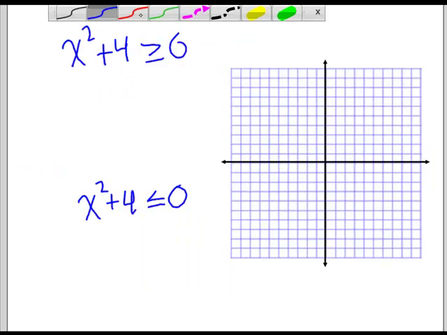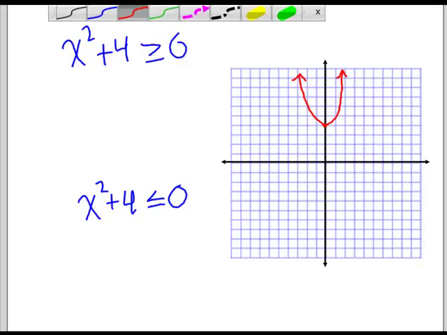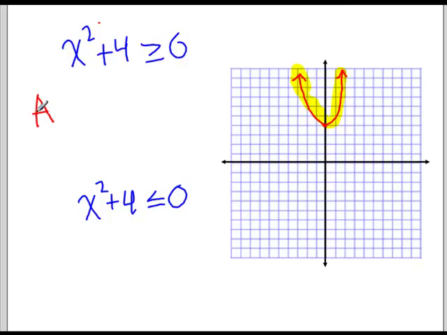Last thing we should talk about here. Let's think about this graph. X squared plus 4. That's a parabola shifted up 4. I hope you guys are starting to catch on to this now. So when is this graph greater than or equal to 0? Well, it's always greater than or equal to 0. Everything is above the x-axis. So this is going to be all real numbers.